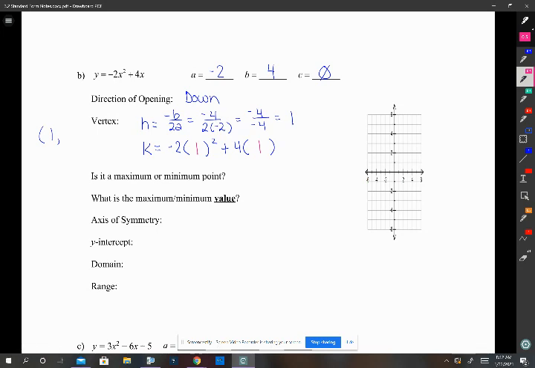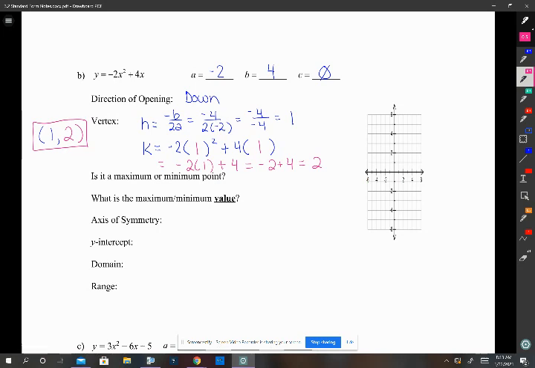-2 times 1 squared is just 1. So really, this is just -2 times 1 plus 4. So -2 plus 4 is just 2. If you put it in your calculator, you're still going to get 2. So it's up to you. And so we have our vertex then at (1, 2).